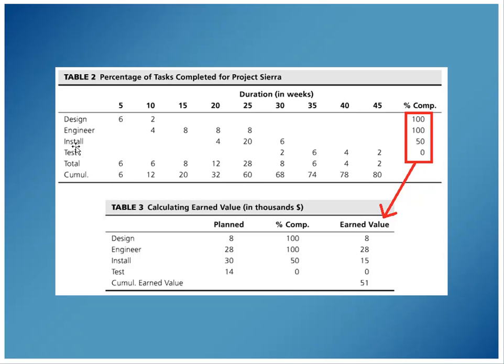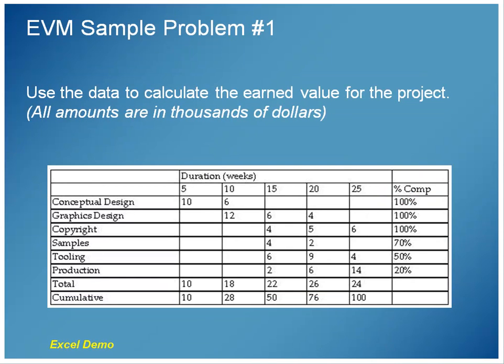All of the install that's budgeted is 4 plus 20 plus 6, that's 30, and we see 30 here. And testing is 2 plus 6 plus 4 plus 2, that's 14, 14. So that's where those numbers are coming from. Per item, it's the total budgeted for the entire project for the item times what percentage of that item is reported as being complete at this point. That's how we get our earned value. So real quick, here's a sample problem.